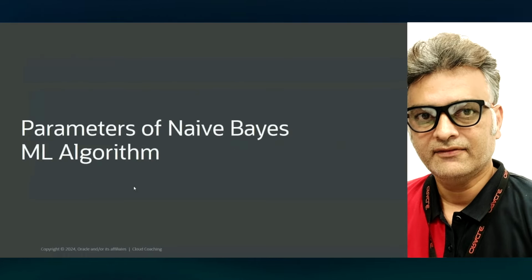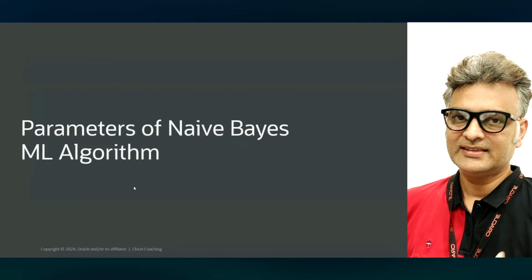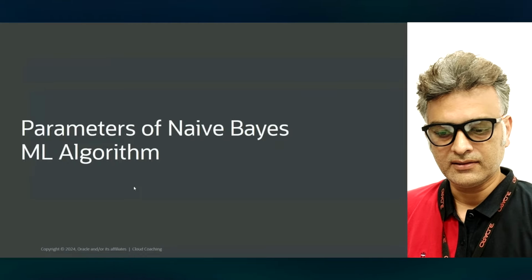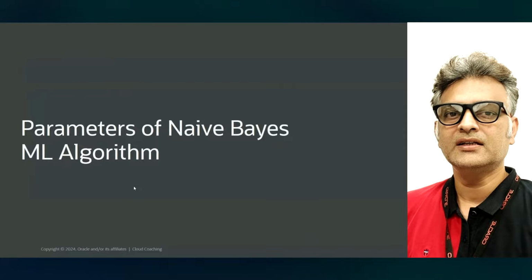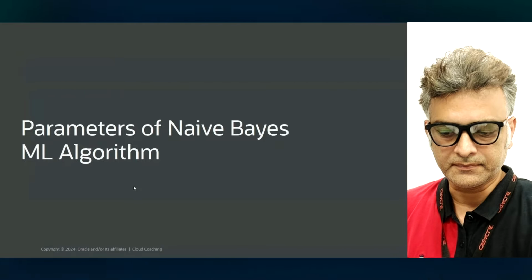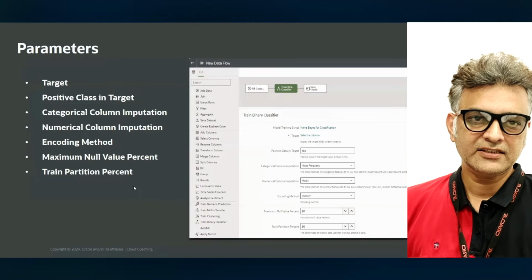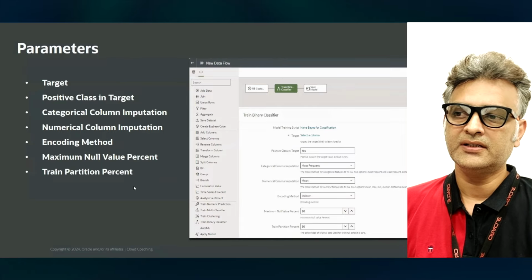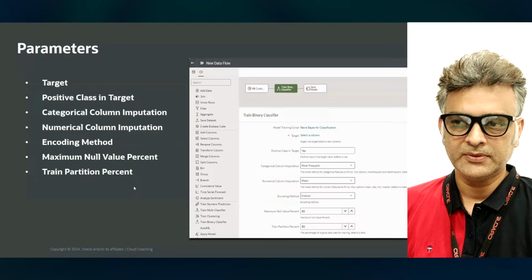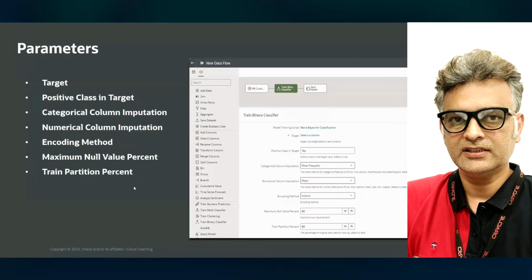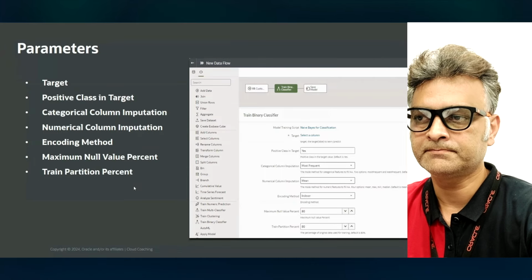Now, when you build a machine learning model, there is a set of parameters that you need to configure before building the model. Let's look at the parameters of this particular algorithm that are available in the Oracle Analytics Cloud platform. The list of parameters is: target, positive class in target, categorical column imputation, numerical column imputation, encoding method, maximum null value %, and train partition %. We will look at each of these parameters in the coming slides.